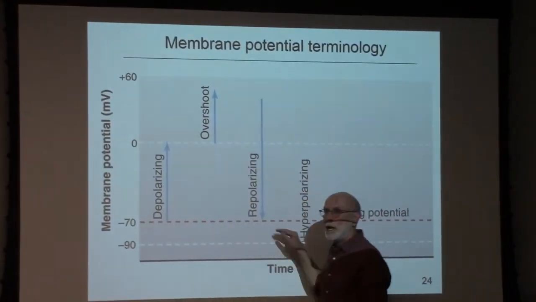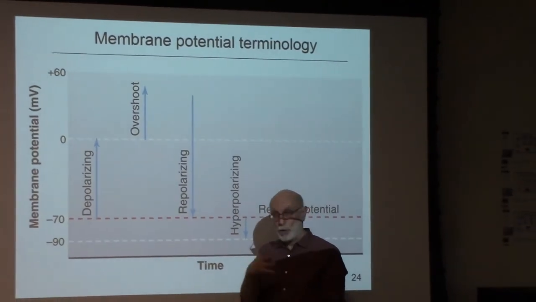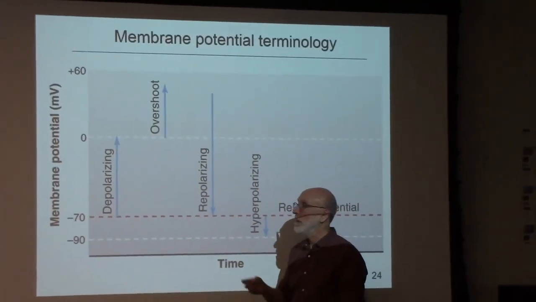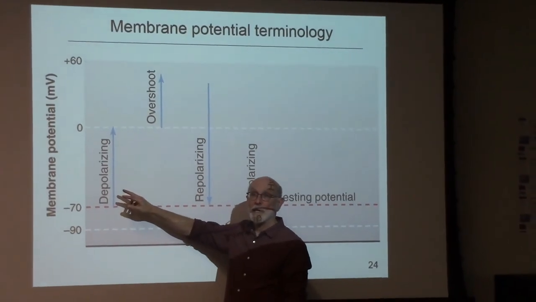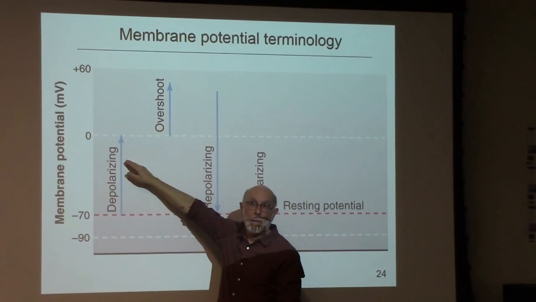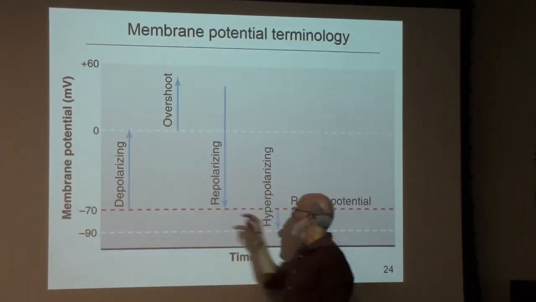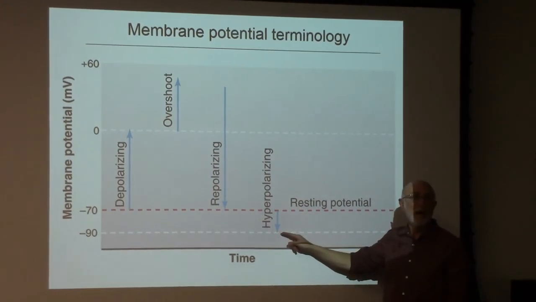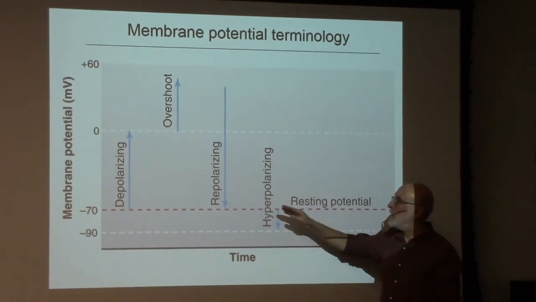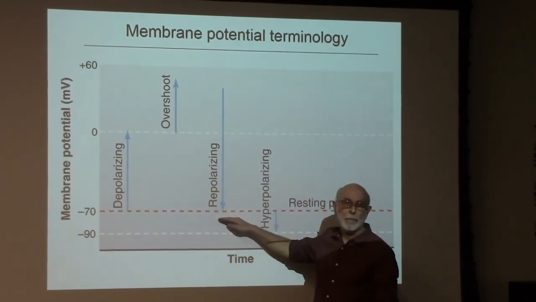So I want you to understand this terminology. The resting membrane potential, which you are going to understand from the problem set, given the permeabilities and the concentration gradients. And then if something changes it in the positive direction, it's called a depolarization. If it changes it in the negative direction, it's a hyperpolarization. And if we go depolarized and then we go back, it's repolarization.